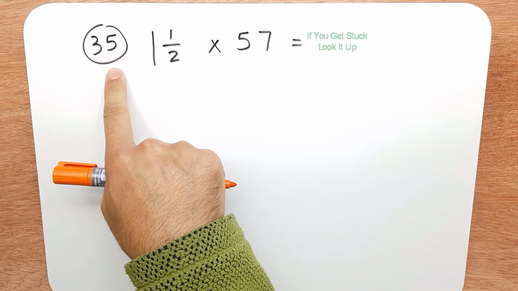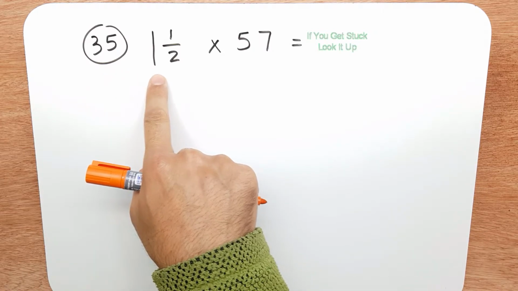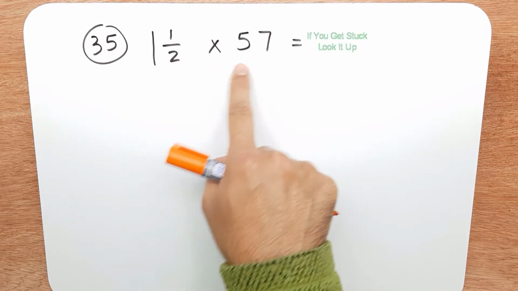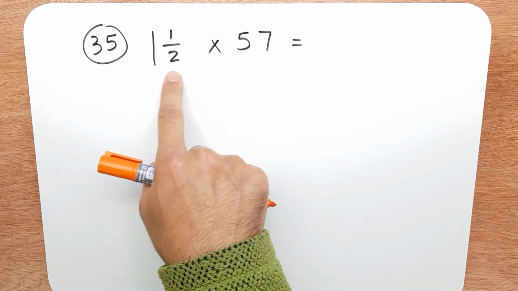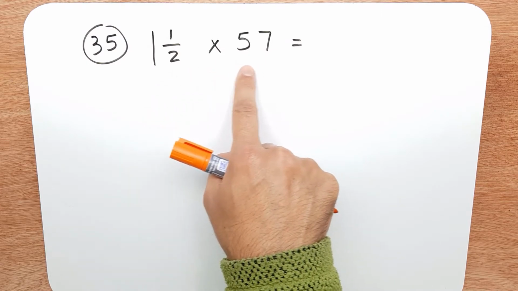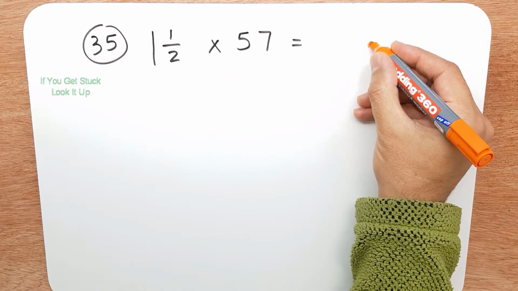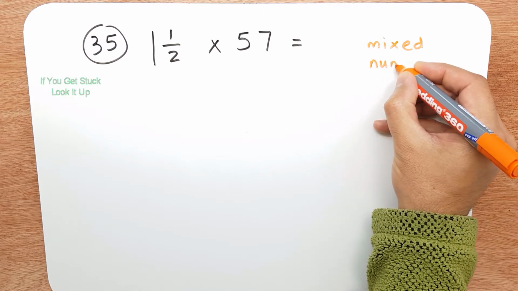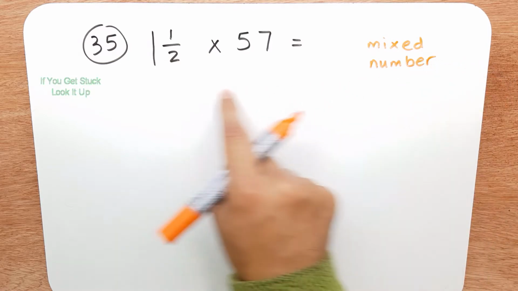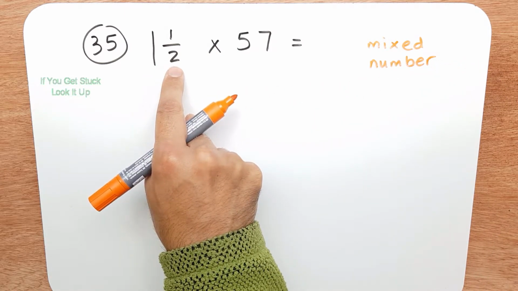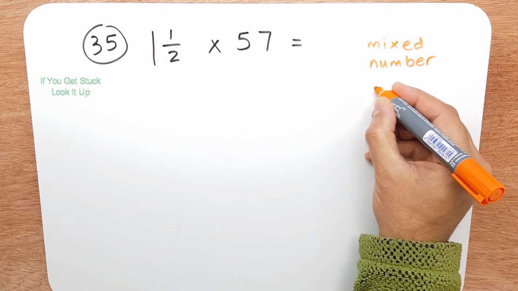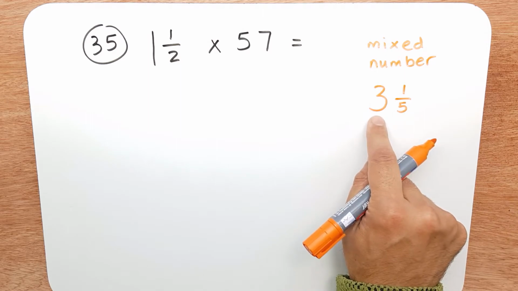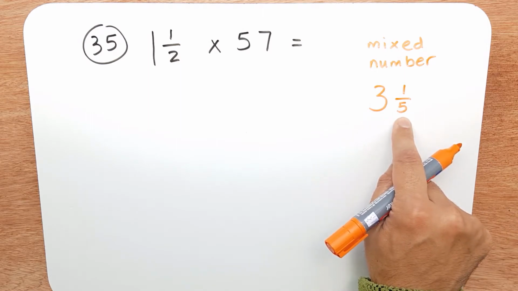Question 35 is 1.5 times 57. So if you notice here, you have a mixed number and a whole number. So a mixed number, let's write that down. A mixed number is where you have the whole part and the fraction part. So for example, you might have 3 and 1/5. So 3 is the whole part and 1/5 is the fraction part.